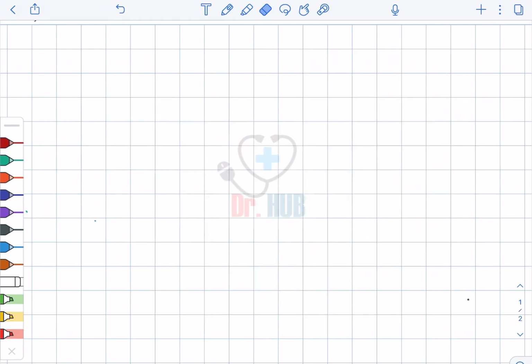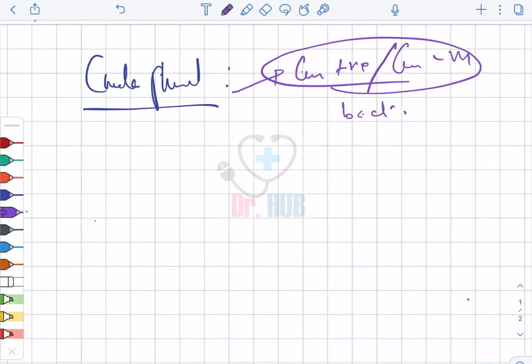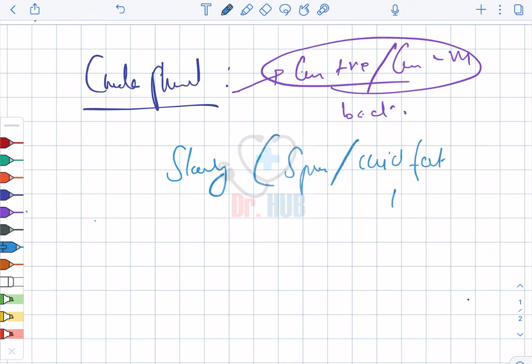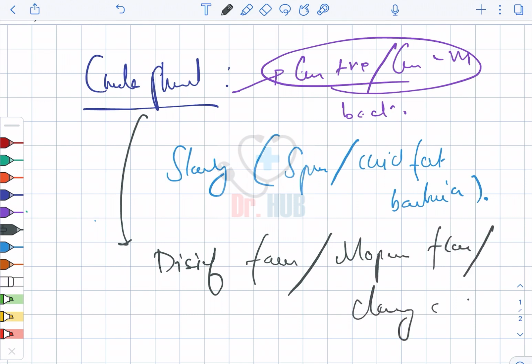Next, we are looking at crude phenol. In the case of crude phenol, the spectrum involves gram-positive as well as gram-negative bacteria, but it is only slowly effective against spores as well as acid-fast bacteria. If you see the uses, it is used to disinfect feces as well as for mopping the floor and cleaning drains. This is crude phenol.